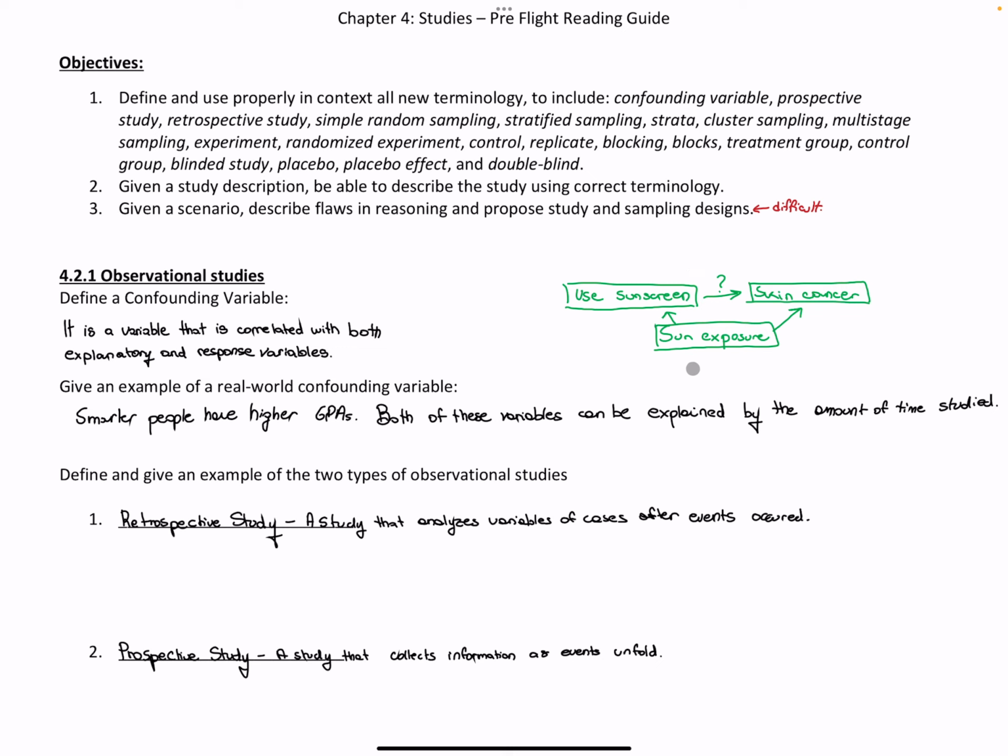And so what is the definition of a confounding variable? It is a variable that is correlated with both explanatory and response variables. Prospective study. Now, a prospective study is a study that focuses on the present and gathers data as the events unfold. A retrospective study is a study that gathers data for observation after the events of interest have occurred.